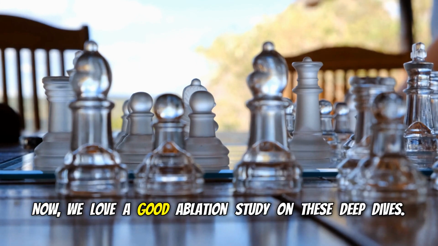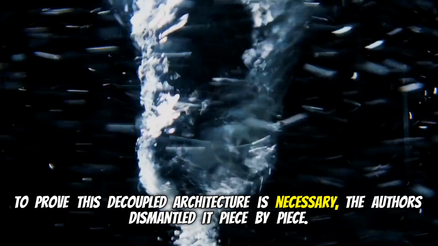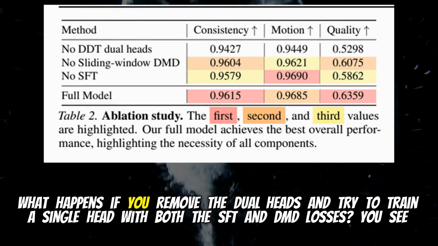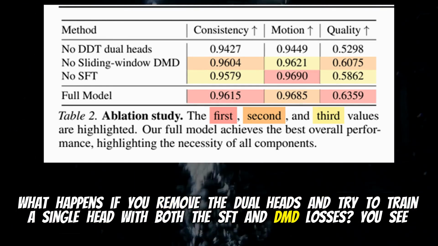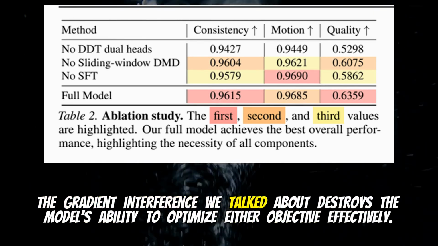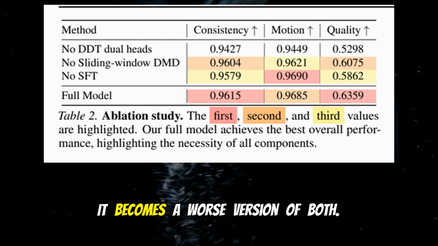Now, we love a good ablation study on these deep dives. To prove this decoupled architecture is necessary, the authors dismantled it piece by piece. What happens if you remove the dual heads and try to train a single head with both the SFT and DMD losses? You see massive quality drops across the board. The gradient interference we talked about destroys the model's ability to optimize either objective effectively. It becomes a worse version of both.